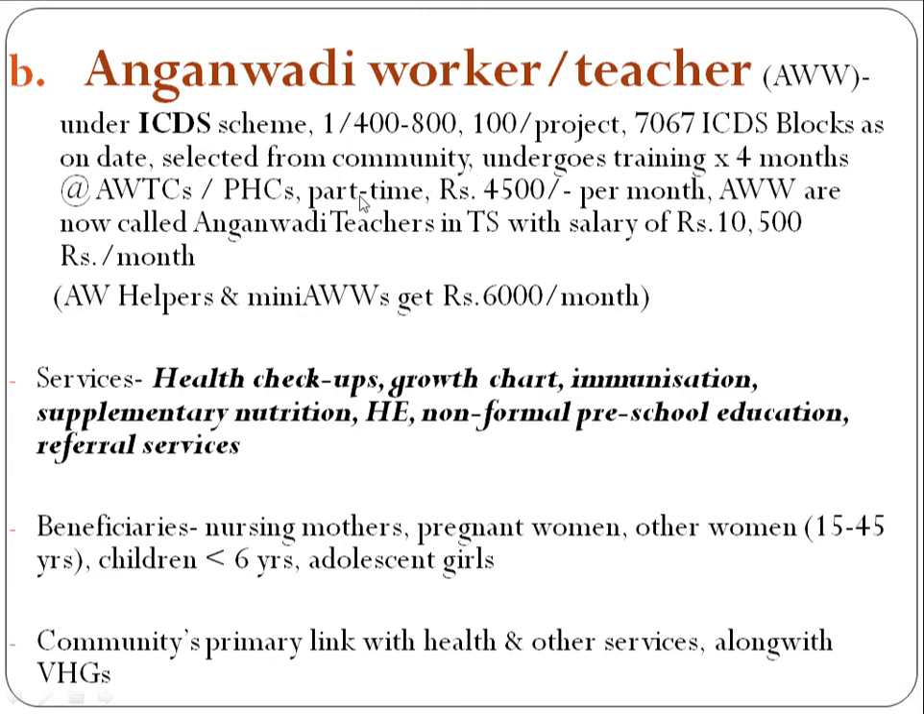She is a part-time worker like the ASHA worker because she has her own family, she has her own work to do. She is paid about 4,500 per month as per the central government scheme. She is now called Anganwadi teacher in Telangana and gets about 10,500 rupees per month. Look at how generous the Telangana government has been, and they are paying them more than double of what the center has stated. The Anganwadi worker has an Anganwadi helper, and there are some mini Anganwadis in areas where there are tribals or hilly people staying. They get 6,000 rupees per month from the government.